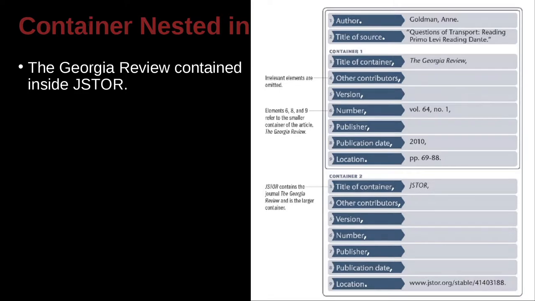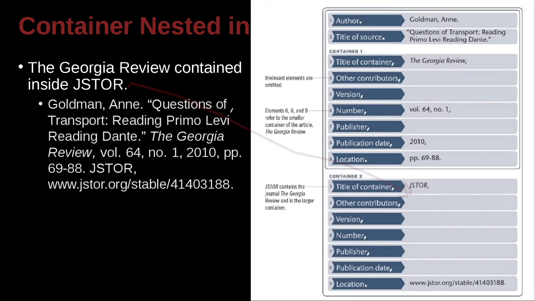So for example, the Georgia Review is a journal in this example, but it's contained inside of a database called the JSTOR database. So we can add JSTOR. Here we've got this bit here, and JSTOR is actually included over here. So in this example: Goldman, "Questions of Transport: Reading Primo Levi Reading Dante," The Georgia Review, Volume 64, Number 1, 2010, pages 69 to 88, JSTOR. So right there, this period here is this period here. That is author, source, the container, over.